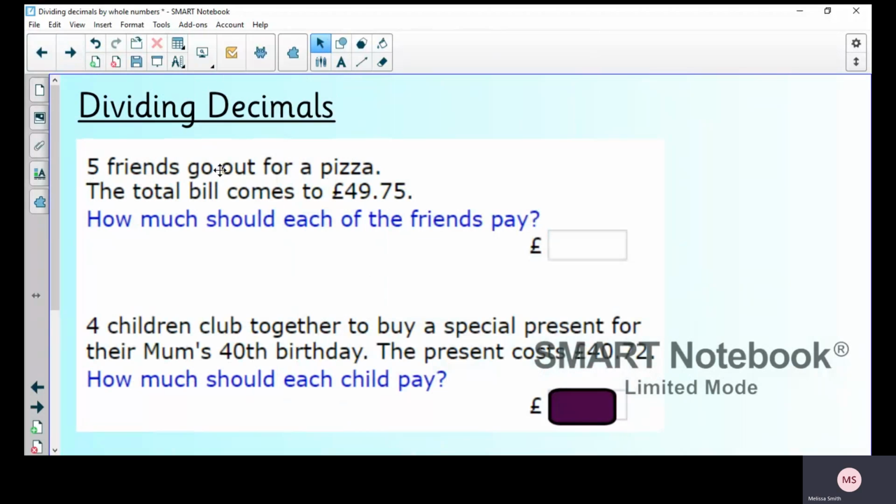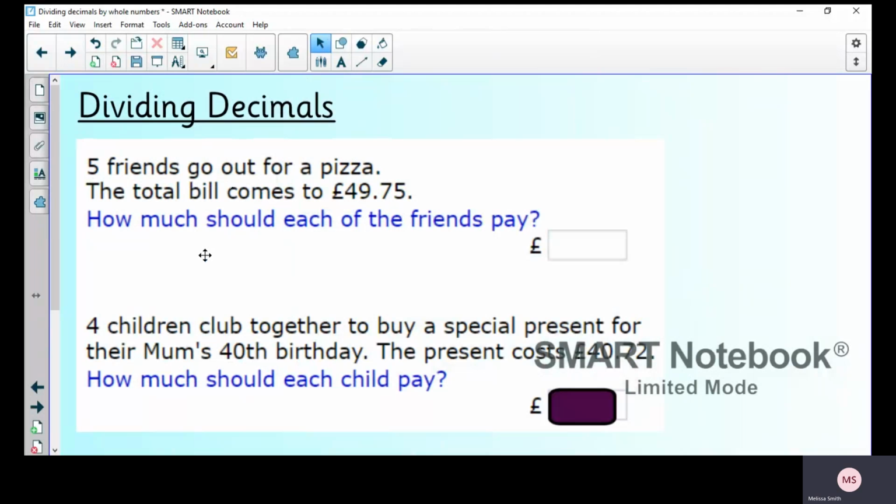So today you're also going to be having a look at some word problems. Let's have a look at this one together. 5 friends go out for a pizza. The total bill comes to £49.75. How much should each of the friends pay?